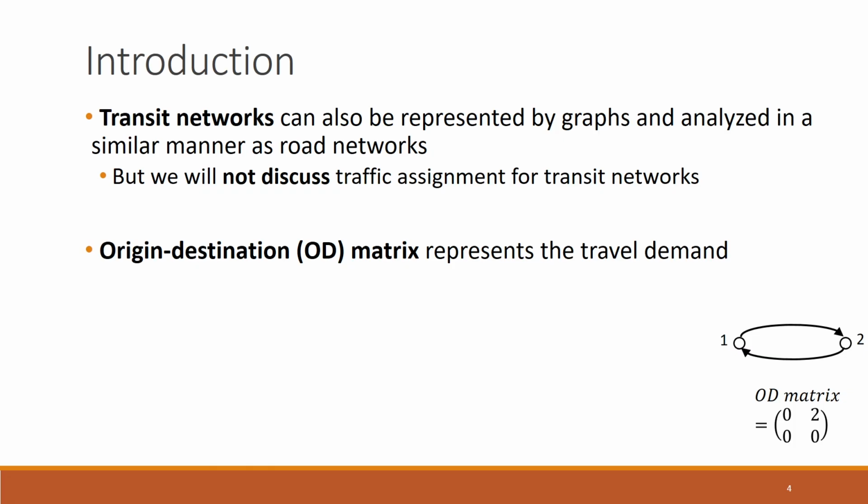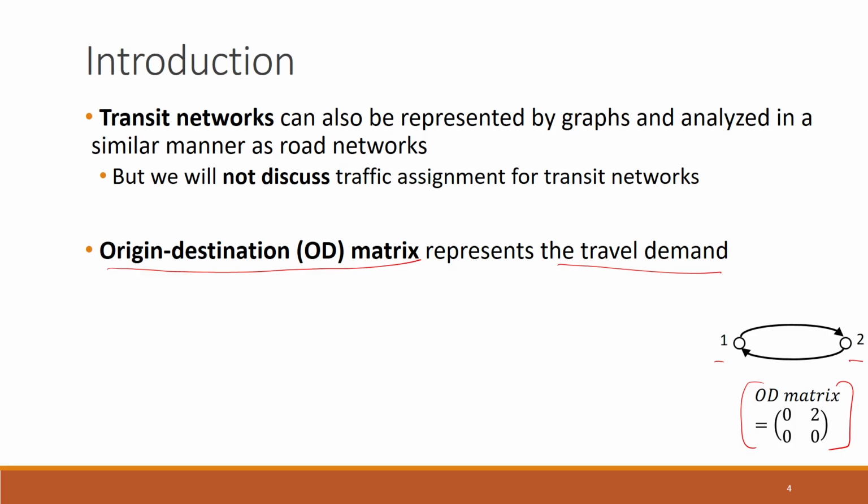One important concept that is required to solve the traffic assignment problem is the origin destination matrix. It is also called in short the OD matrix. This represents the travel demand, for example, the number of people who want to go from one place to another. Let us take a look at this example here. Suppose two people want to travel from node 1 to node 2. This is the origin destination matrix for this kind of movement.